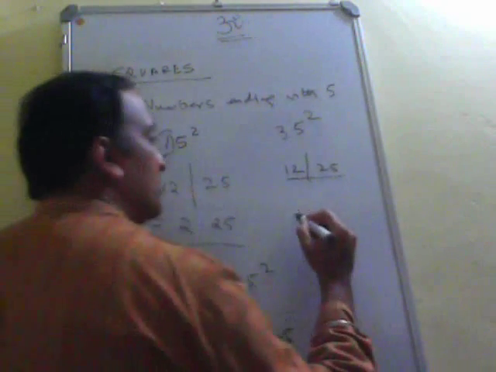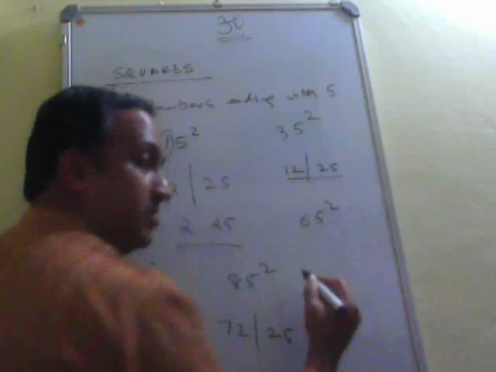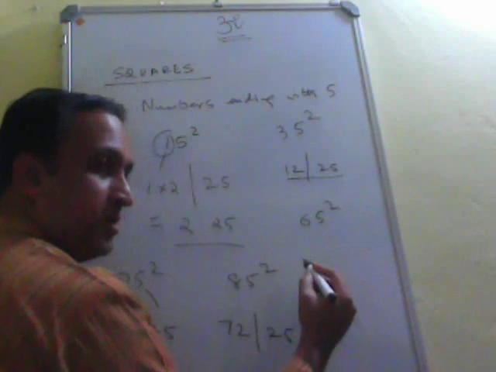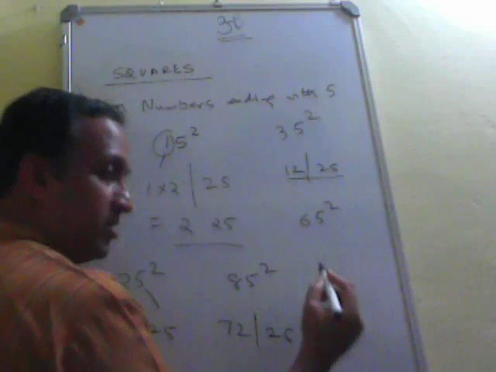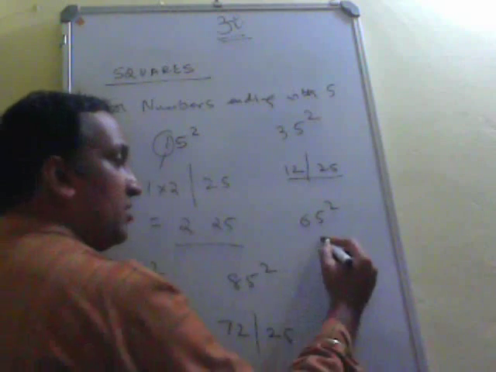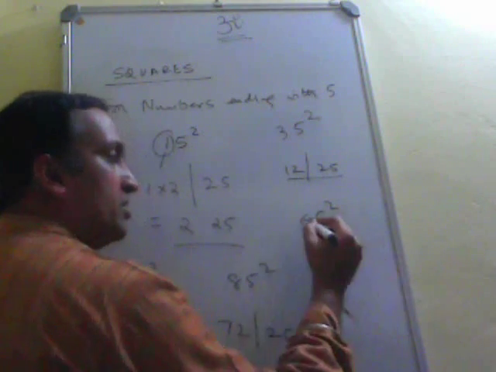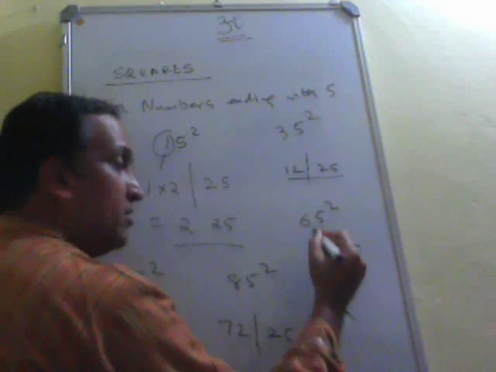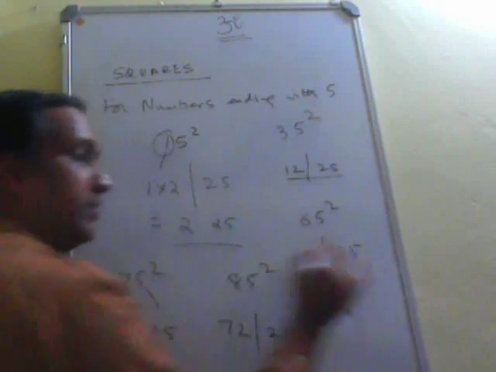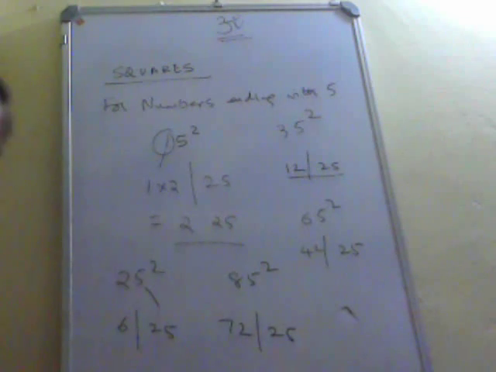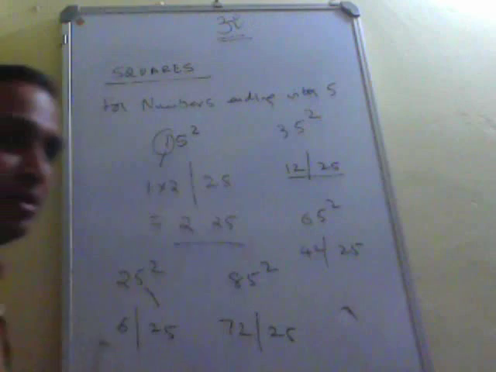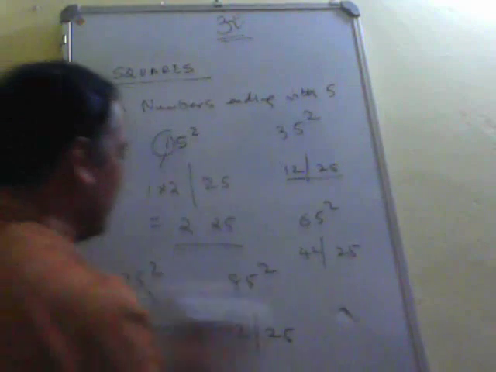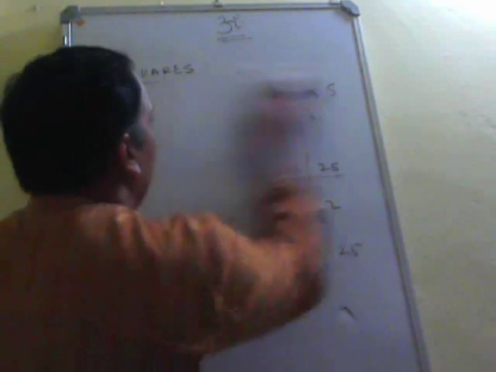What about 65 square? You can check in a calculator also. Put 25. 6 into 6 plus 1, which is 7. 6 into 7 is 42. So 4225. This is about squares for numbers ending with 5. Okay, let us go to the next one.